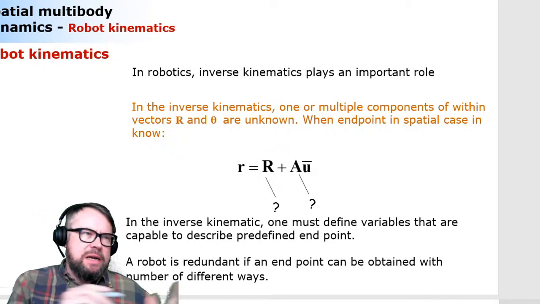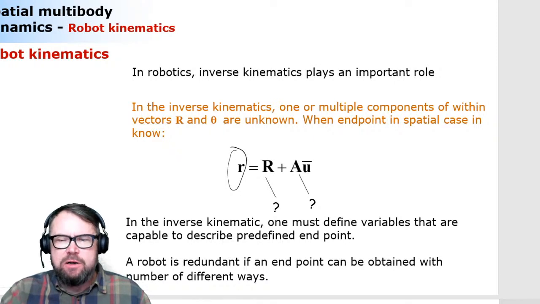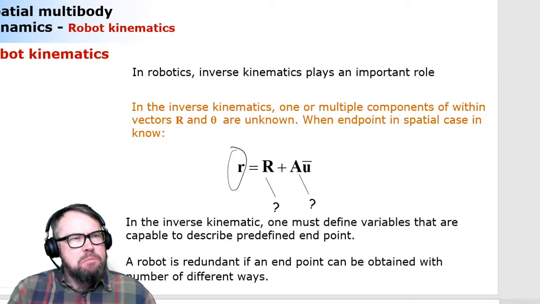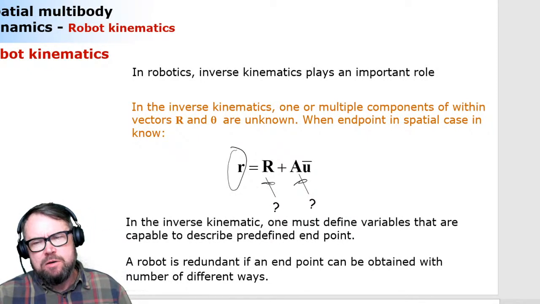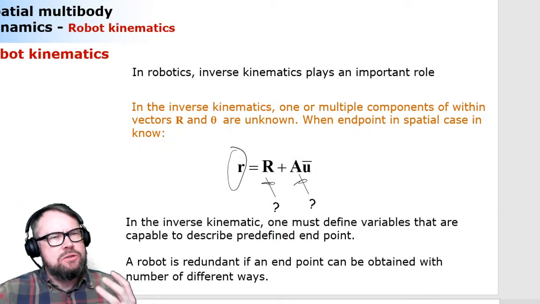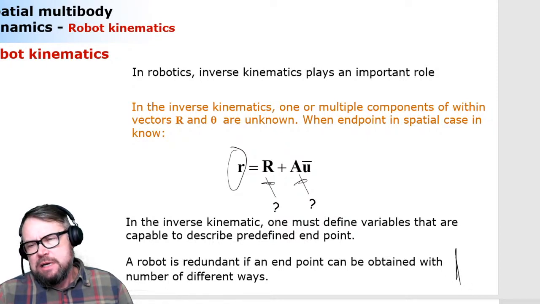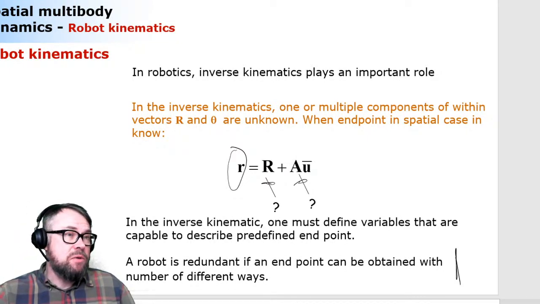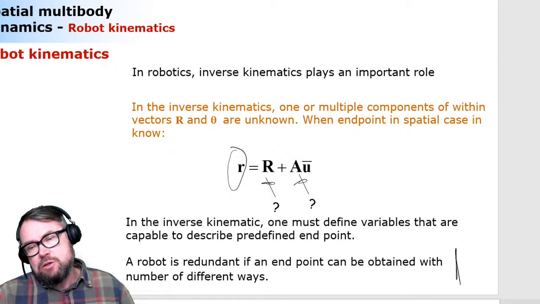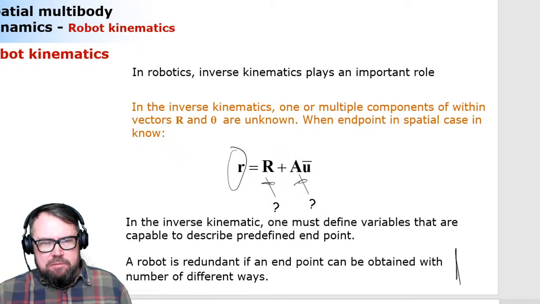Okay, so let's put that in the framework of multi-body system dynamics. The question is this: we know where the endpoint is supposed to be, but we do not know where the body reference coordinate system is supposed to be, meaning its translation, and we don't know its rotations. Those are the things that we need to select. As mentioned here, a robot is redundant if an endpoint can be obtained in a number of different ways. That's typical of most robotics; most robot configurations and solutions are made so that they are redundant.